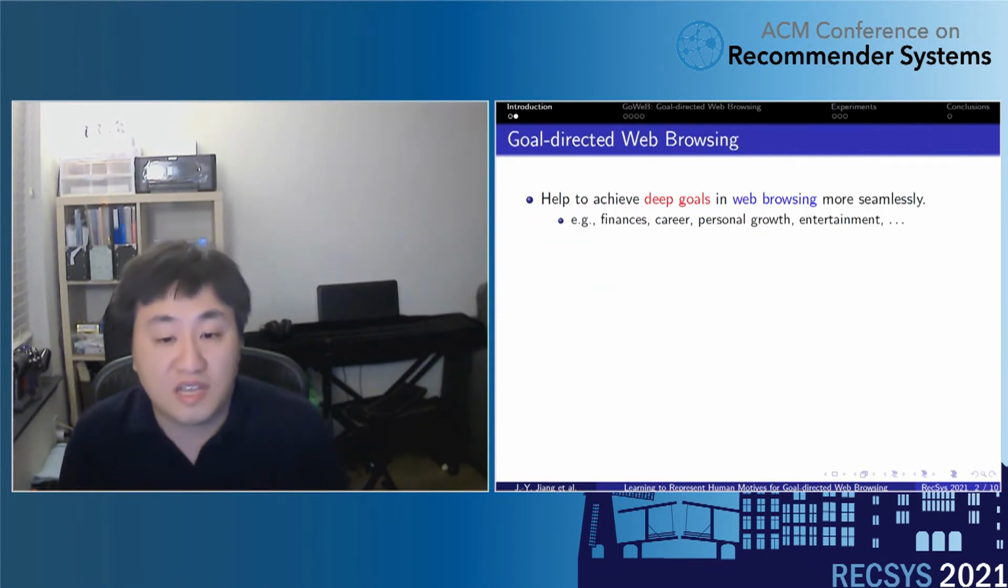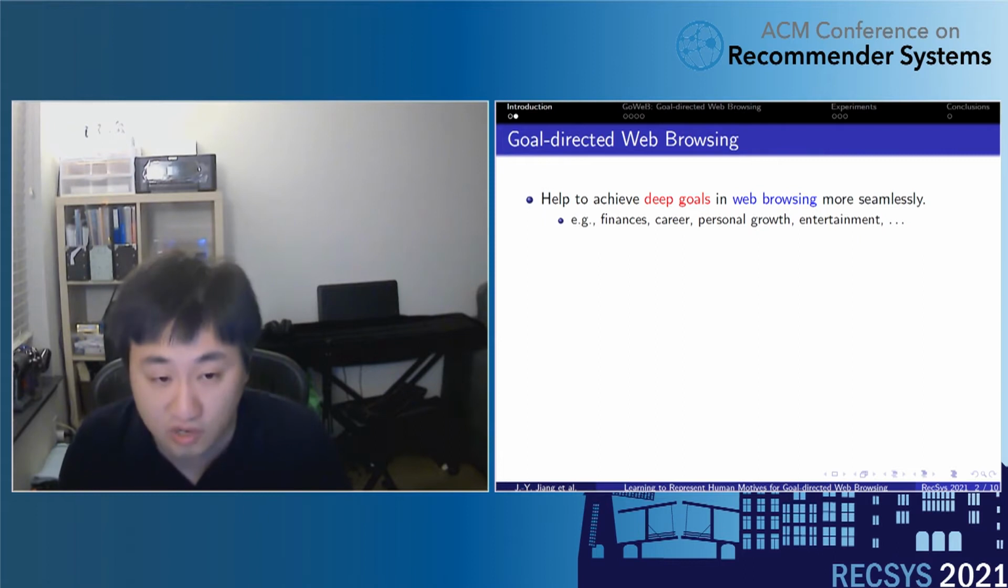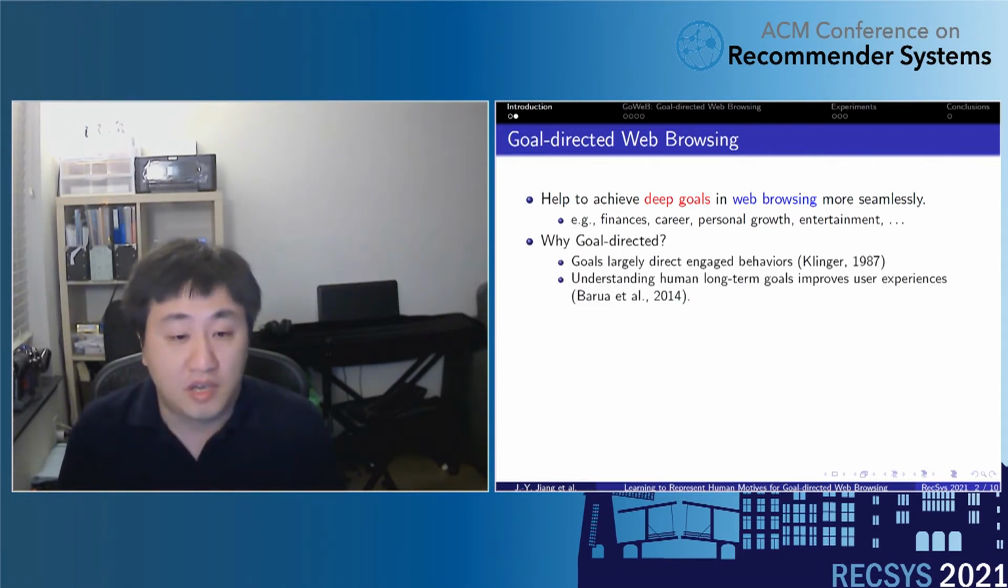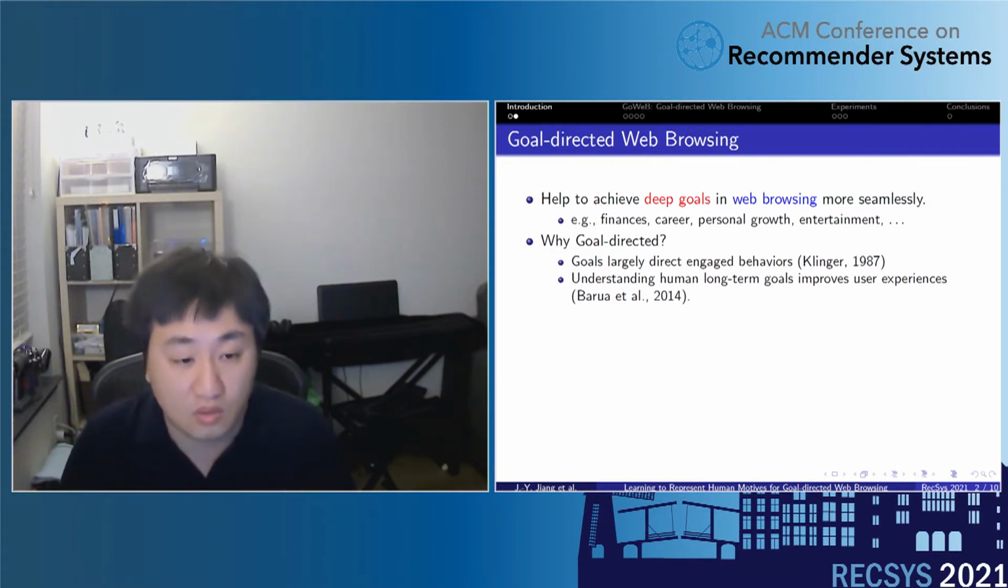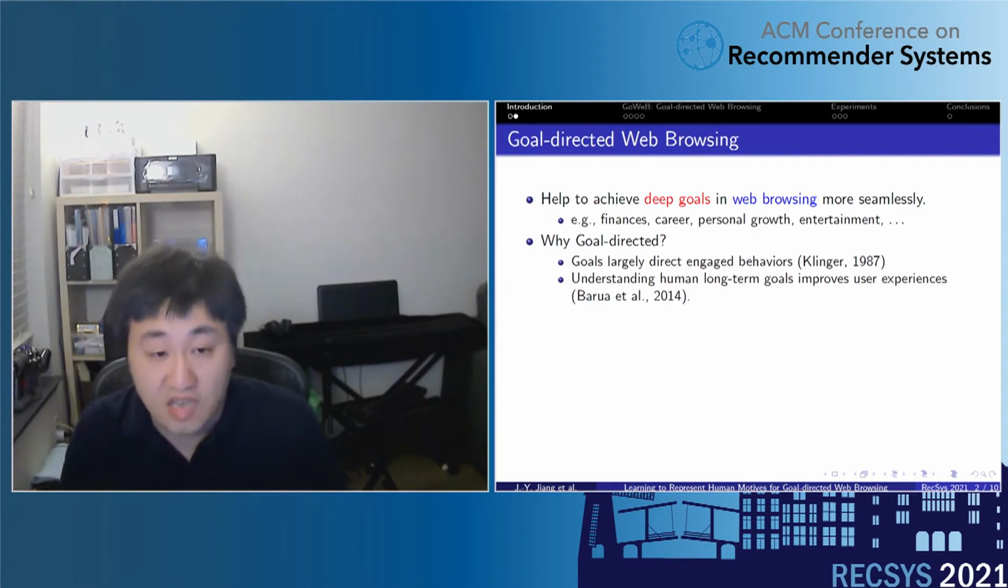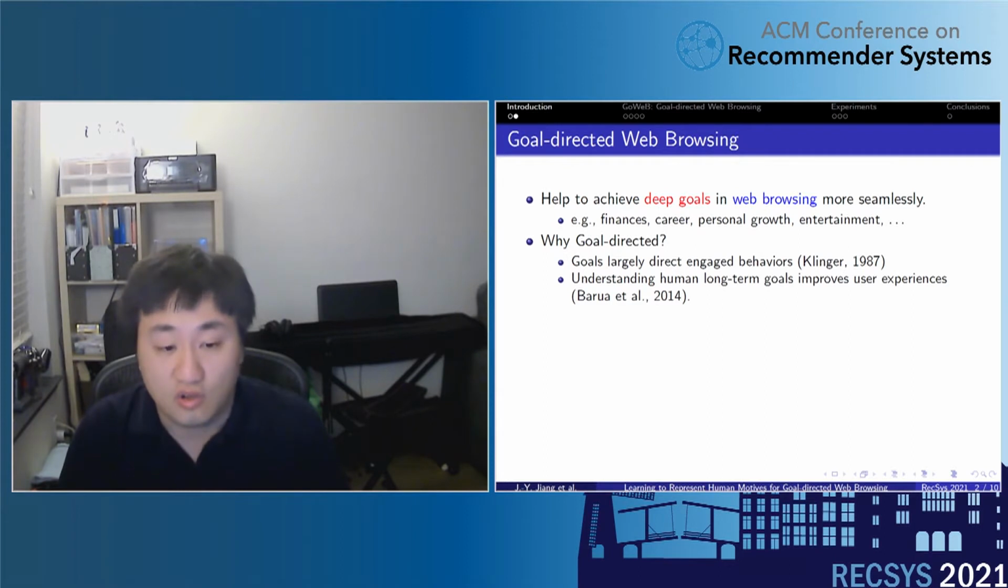So we propose the idea of goal-directed web browsing. It would be great to help users achieve deeper goals in web browsing more seamlessly, like finance, career, and personal growth. In previous studies, we have already known that human goals can largely direct their corresponding engaged behaviors, and understanding human long-term goals can also help us improve the user experience.